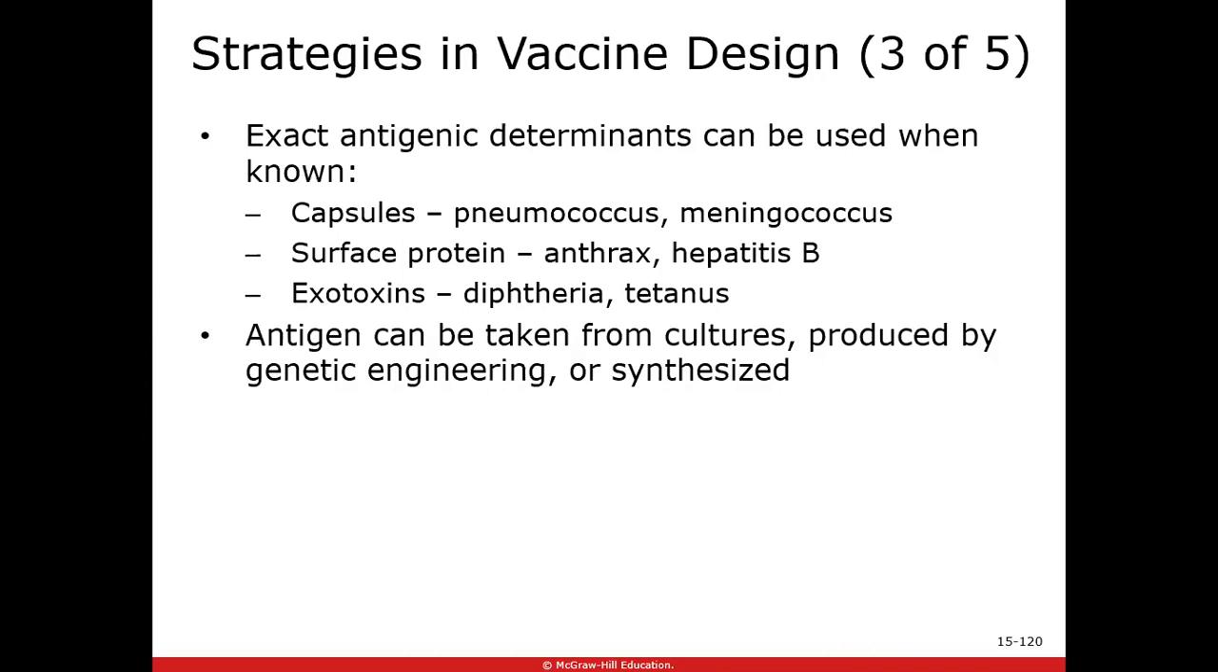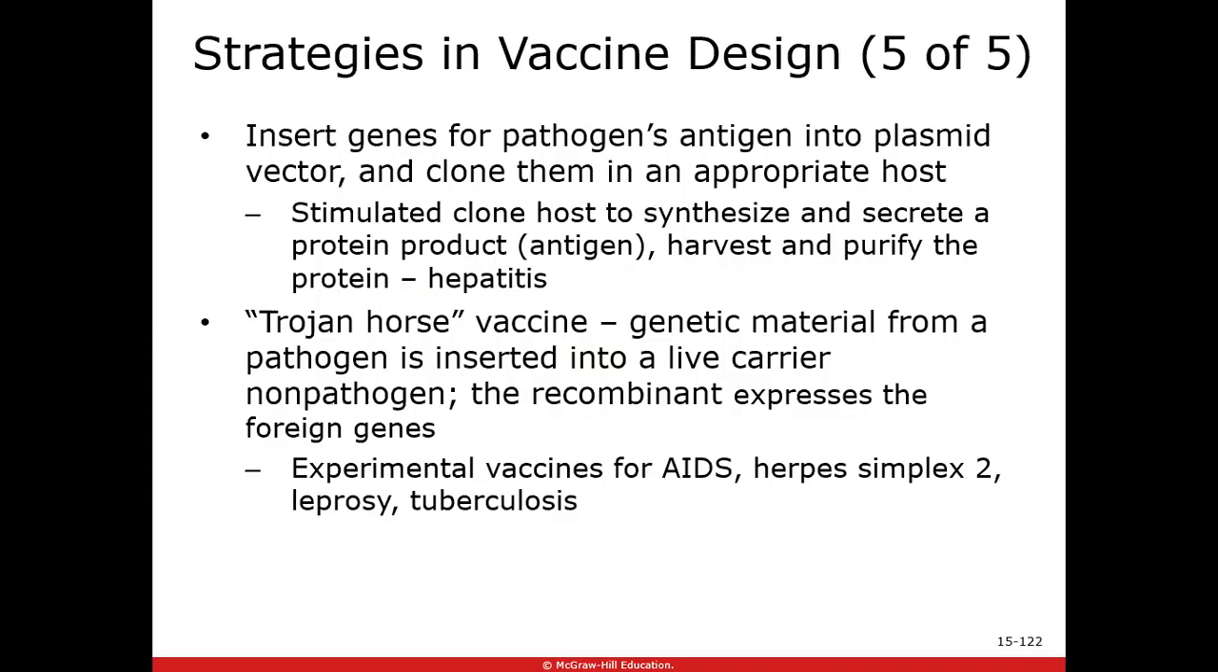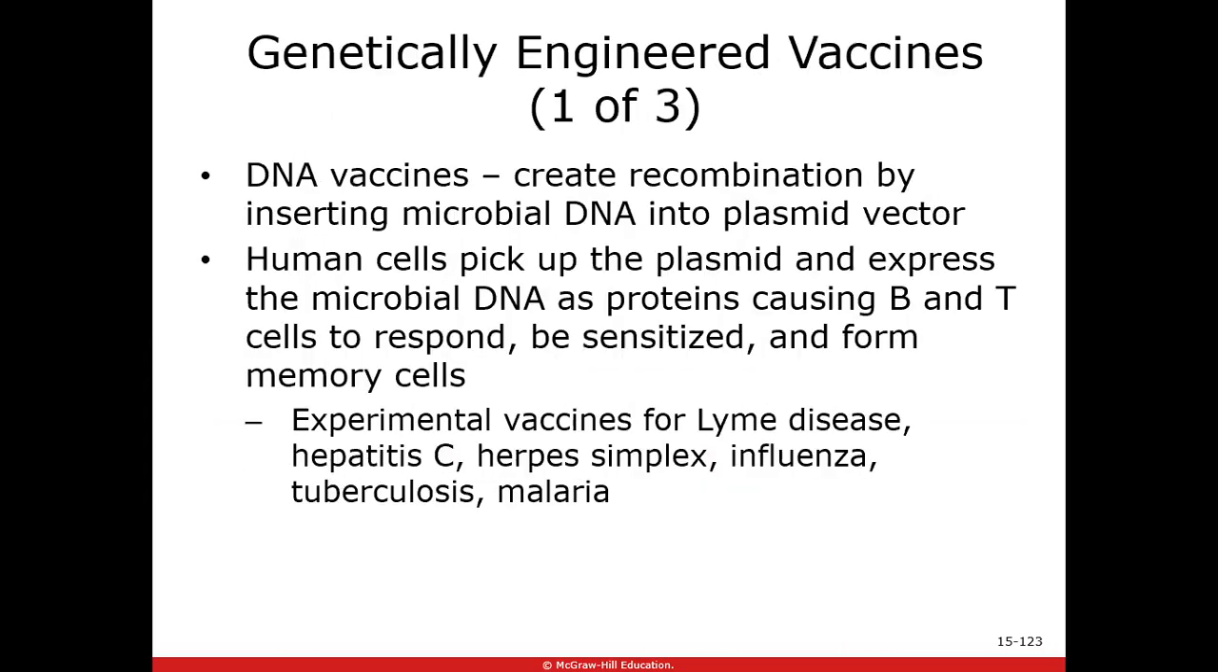Antigens can be taken from cultures produced by genetic engineering, or synthesized. Let's see, DNA vaccines. You can have genetically engineered vaccines. DNA vaccines create recombination by inserting microbial DNA into a plasmid vector. So you just take a piece of the microbe's DNA, and that's the antigen.